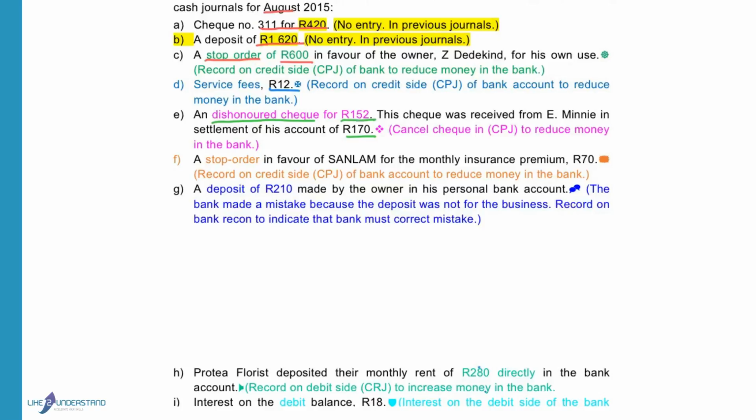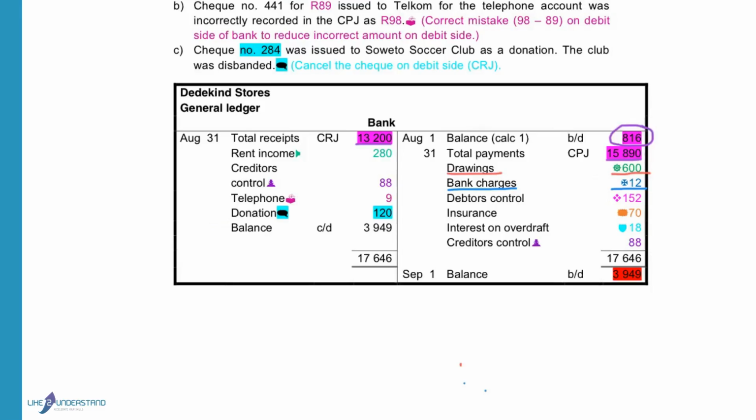The amount for interest will be recorded in the general journal, but we are working only with a bank account now, so we will not record the interest. The bank account is credited to show that the check was dishonored with 152, and the debtors control account will be debited to indicate that the debtors increase because they owe this money to us.